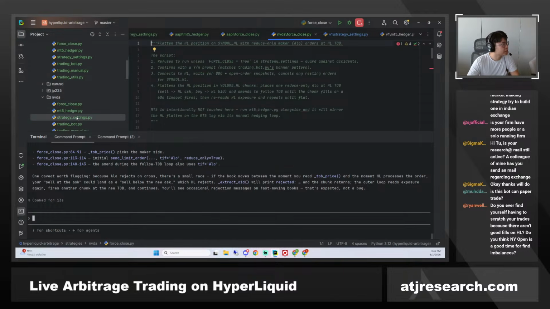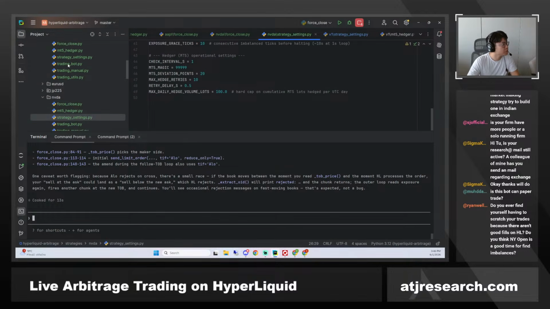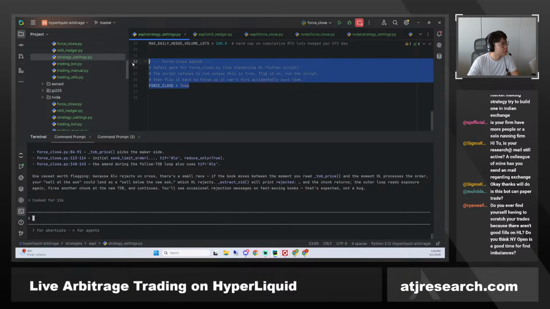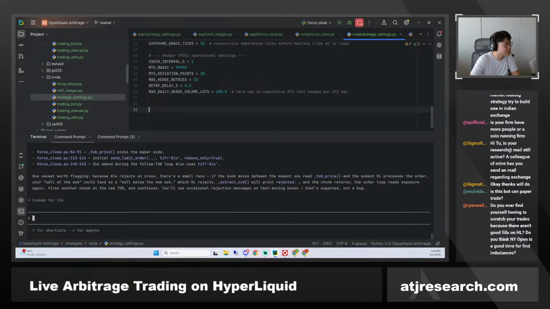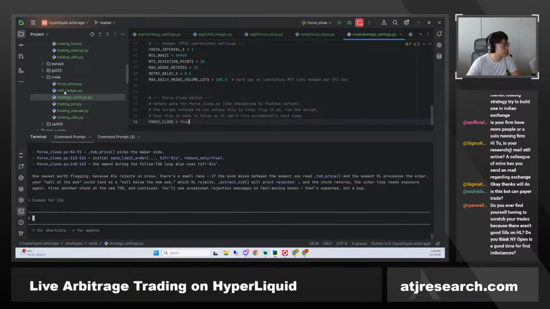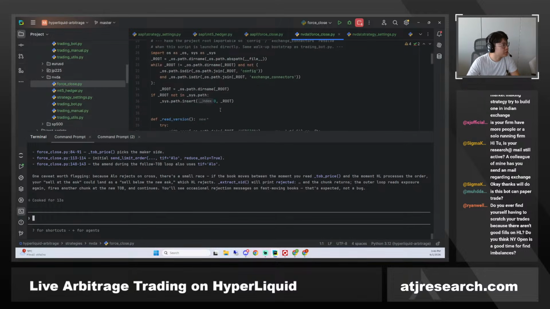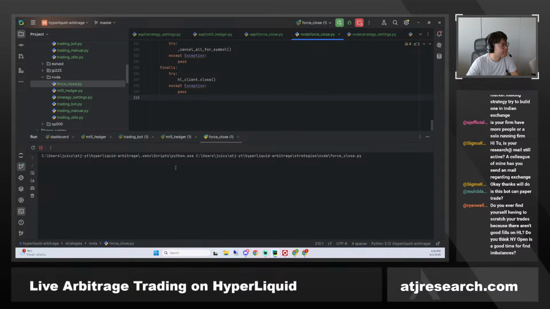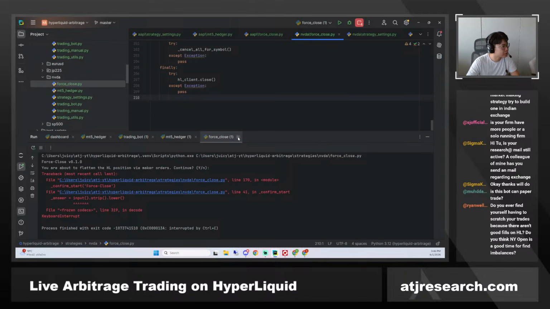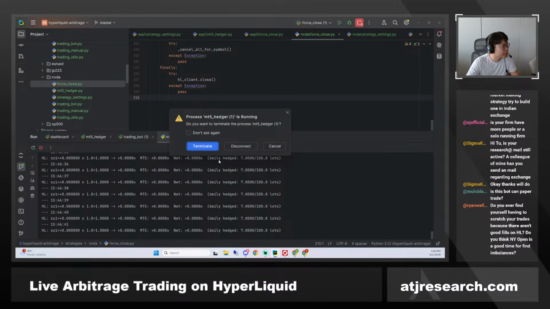In strategy settings, we just need to enable the force close parameter. So we just add it here. So here's the force close. And so here we can apply force close dot py. Oh, no, no, no. Good thing that I have the switch, right? That's why I added a switch.